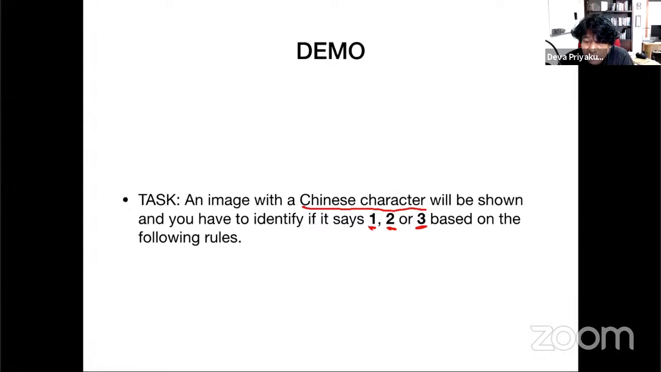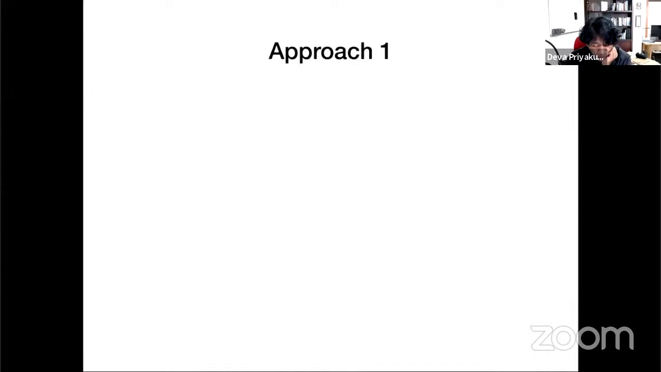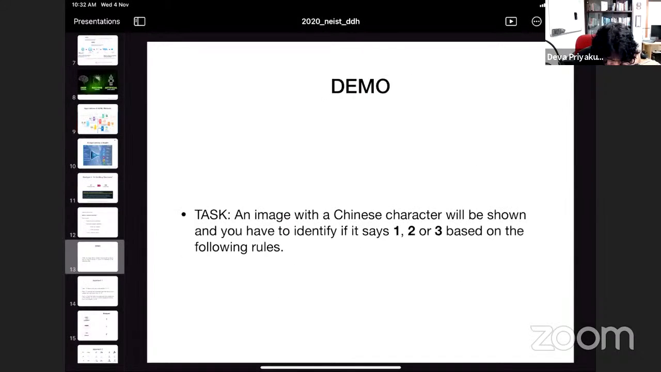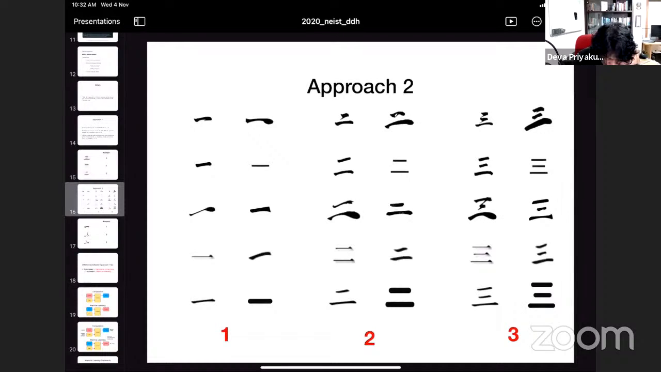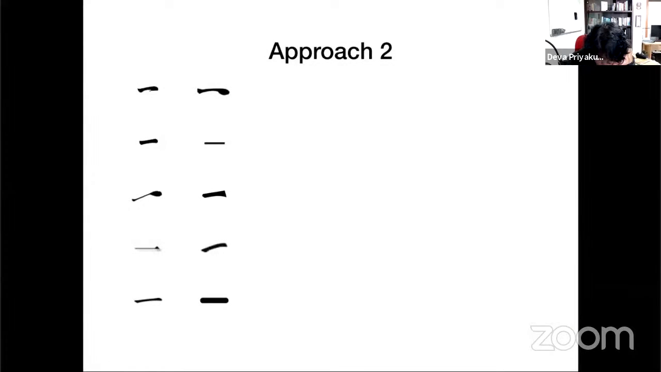So we are going to solve this problem now. Someone is going to show me a photo which says 1, 2, or 3 in Chinese, and then we have to identify whether it's a 1, 2, or a 3. That's basically the task. We are going to do it in 2 different ways. Maybe I will not show the first way. Let's do the second one first and then come back to the first one. I hope everyone's paying attention.